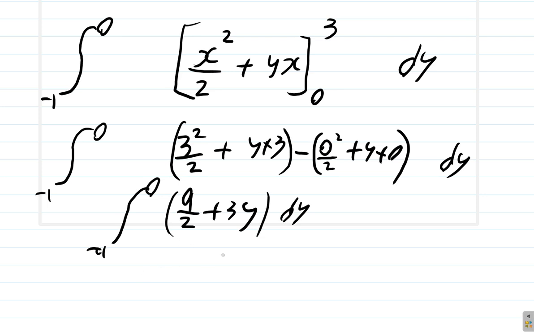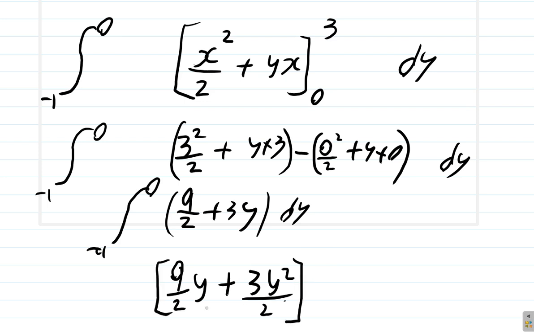So now we integrate with respect to y. So 9 over 2 is just a number. So when we integrate 9 over 2, we get 9 over 2 y plus, this is 3y to the 1. It becomes 3y to the 1 plus 1 over 1 plus 1, which is 3y squared divided by 2. So it's 3y squared over 2. And we're going from -1 to 0.